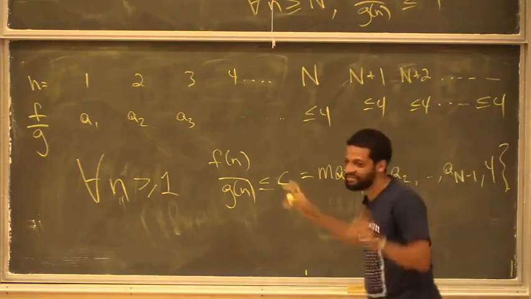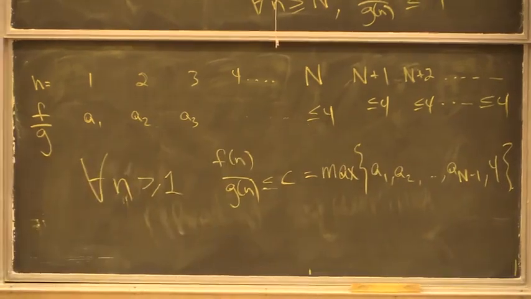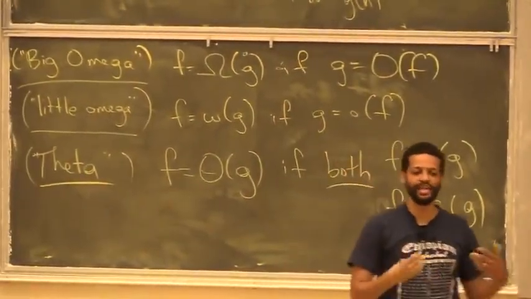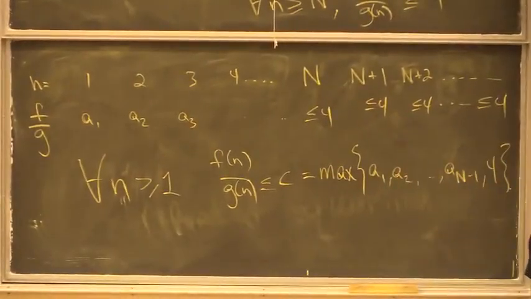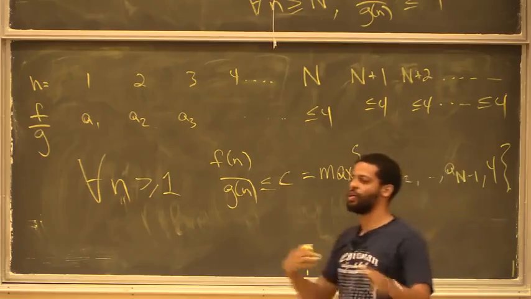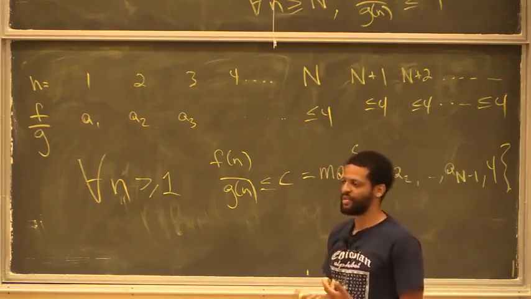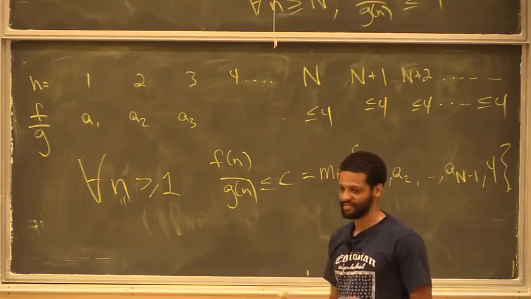So this is my c, okay? Which matches basically that definition that I gave for big O. So if you are able to prove that the limit is something that's finite, that does imply big O. But big O is not equivalent to the limit being finite. And the reason is just a technicality: the limit might not exist.